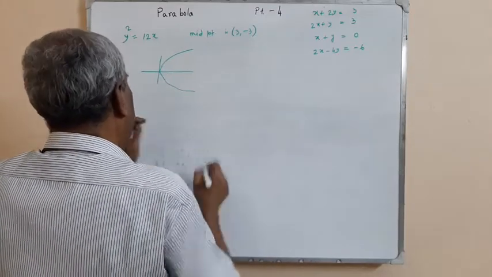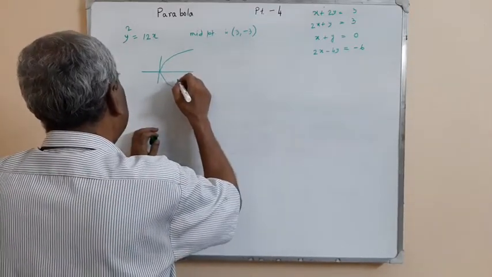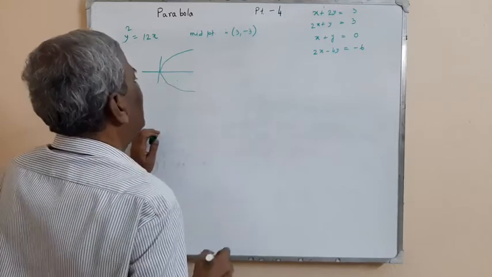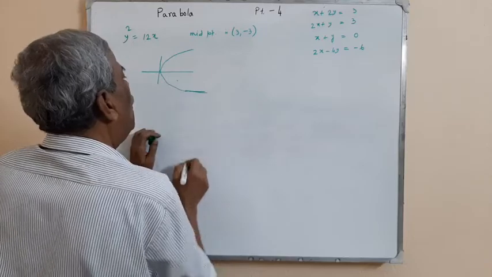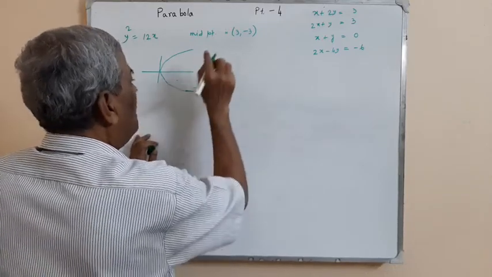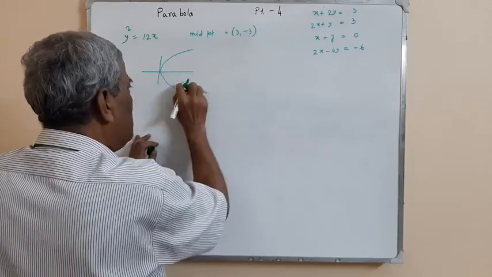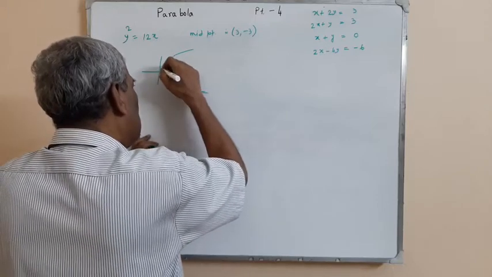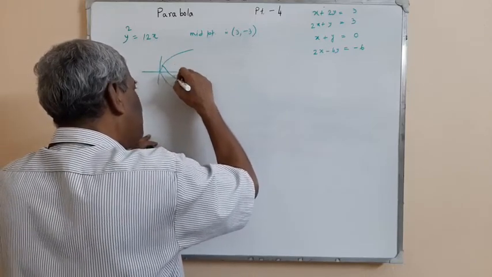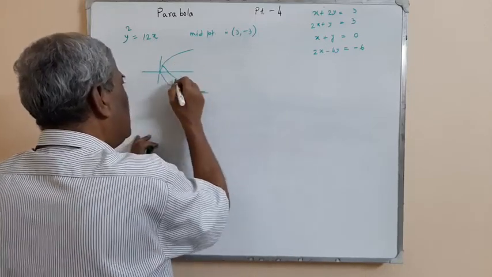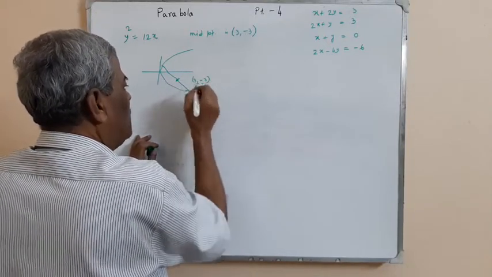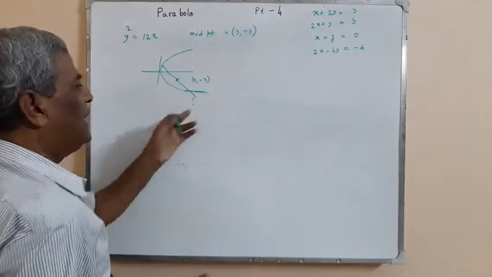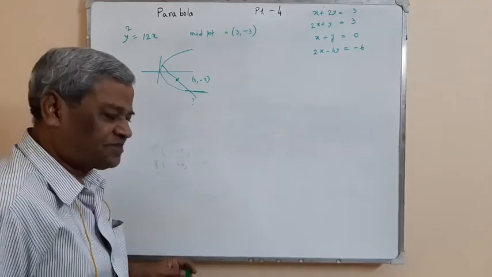3 minus 3 is a point somewhere there. We have to find the equation of the chord whose midpoint is that point. Suppose this is the equation of the chord, its midpoint is (3, -3). We have to find the equation of that chord of the parabola.